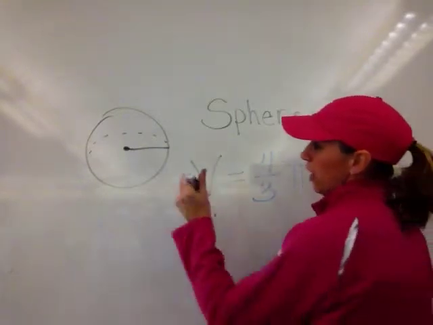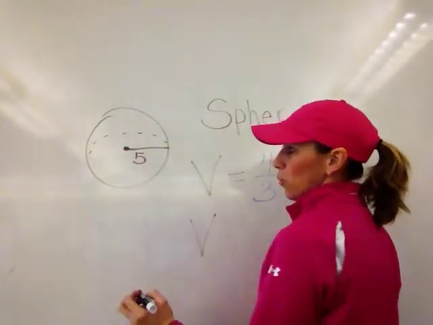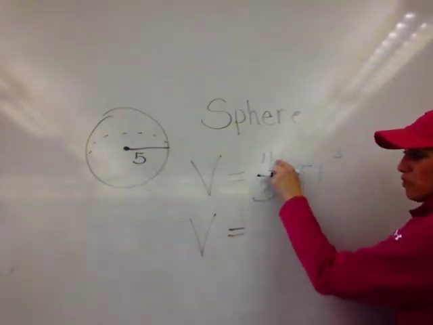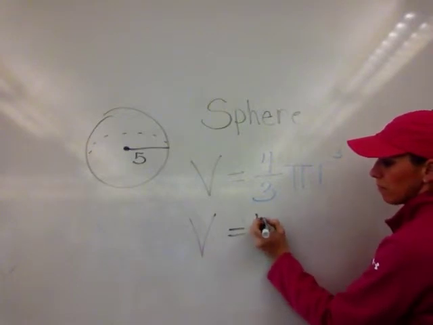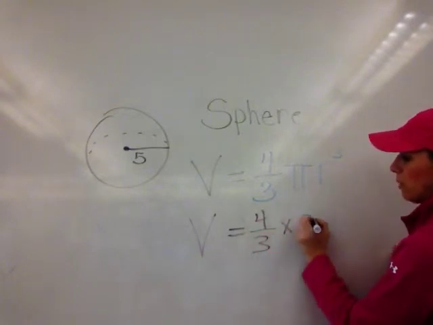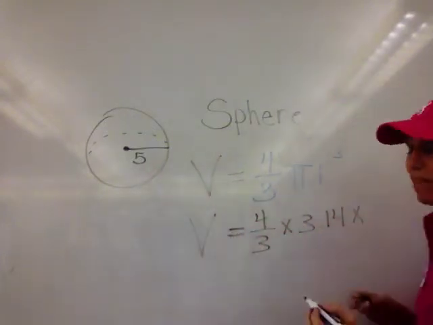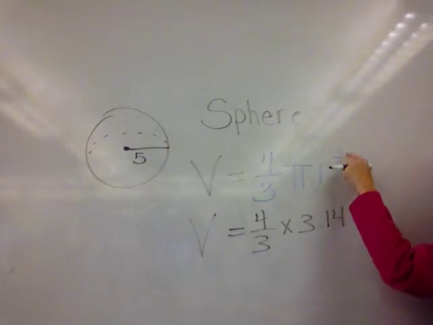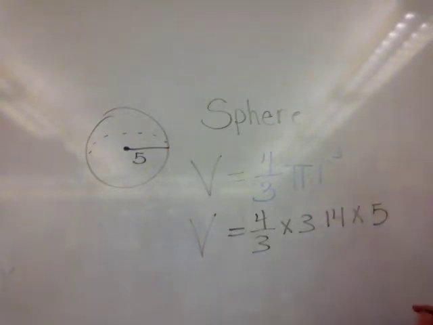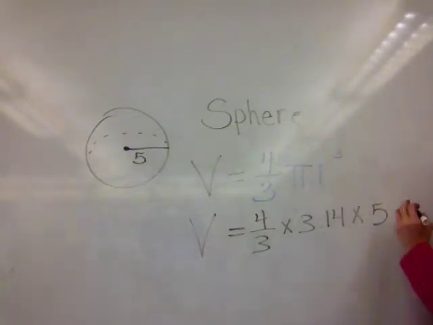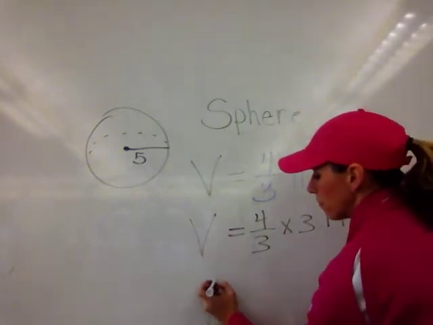For this one, if I tell you that the radius is 5, we know we need the radius, so that's very, very important. All you're going to do in your calculator is just 4 divided by 3 times your 3.14 times whatever the radius is. This time they gave it to us, 5. And this time we're going to cube it. So you can either do 5 times 5 times 5, and I know that's 125, or I can punch in 5 with a little caret and then a 3, and then hit my enter button.